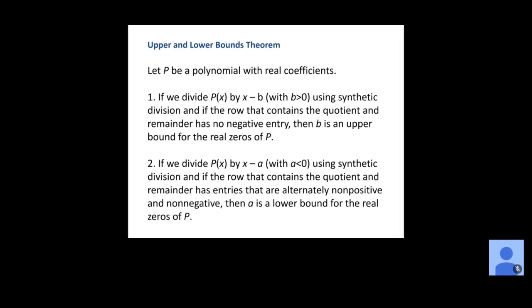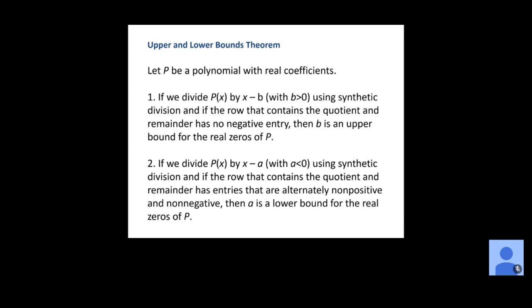Again, the reason this is useful is if you choose a value and you test it and you get a list of just all non-negative entries along that last line, then we can say, well, none of them can be bigger than that. There's no point in testing any values bigger than what we just tested.